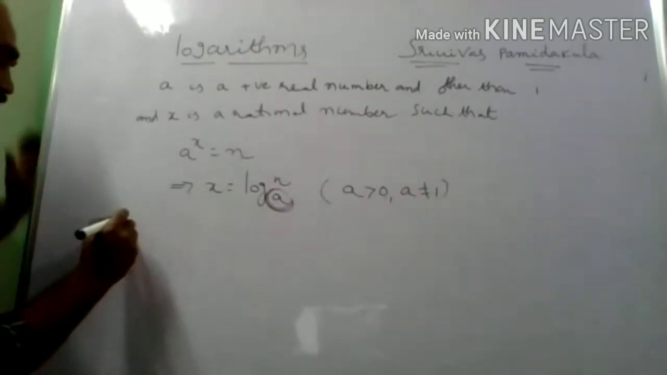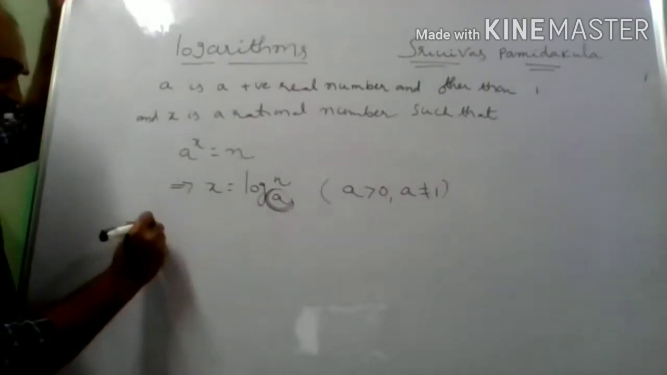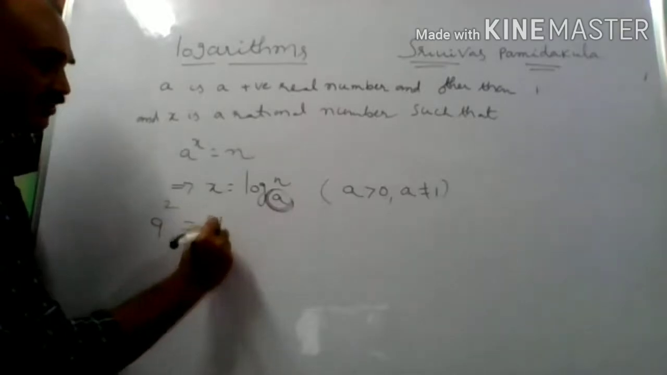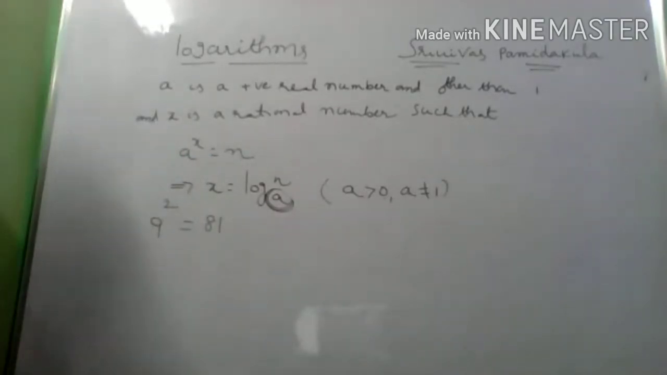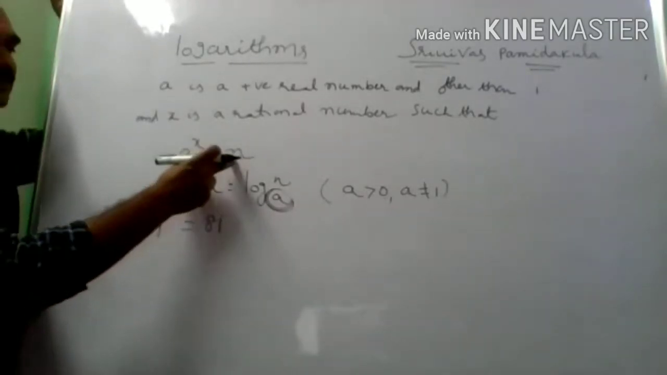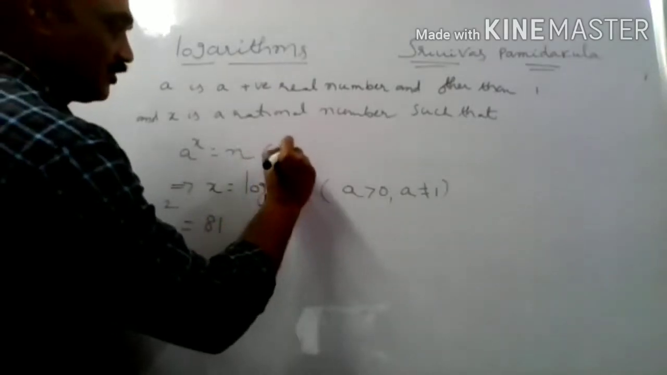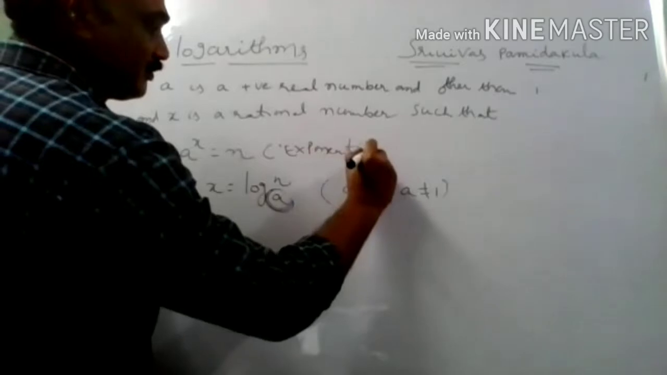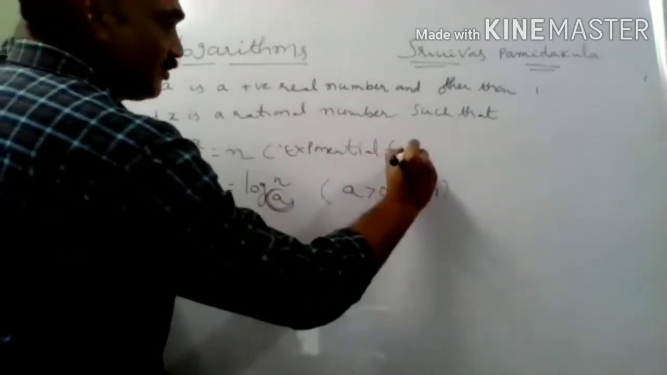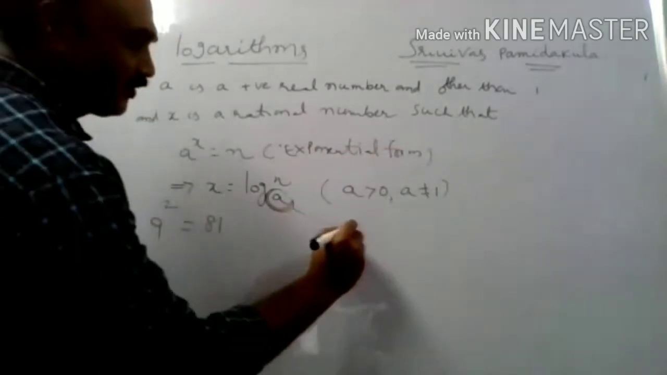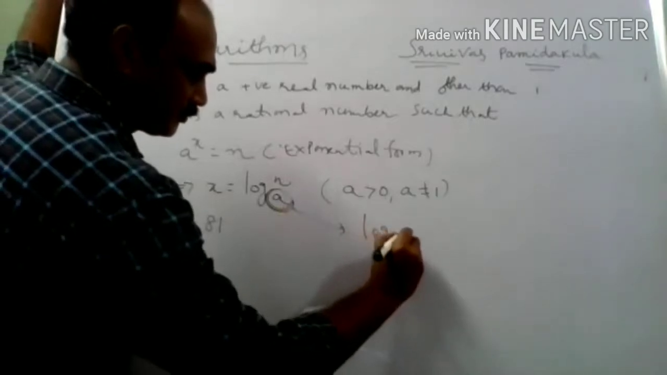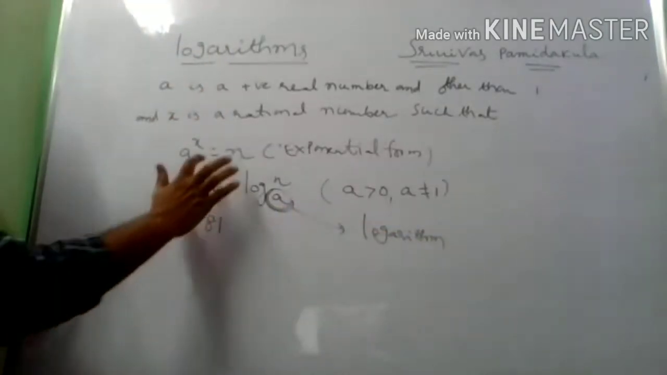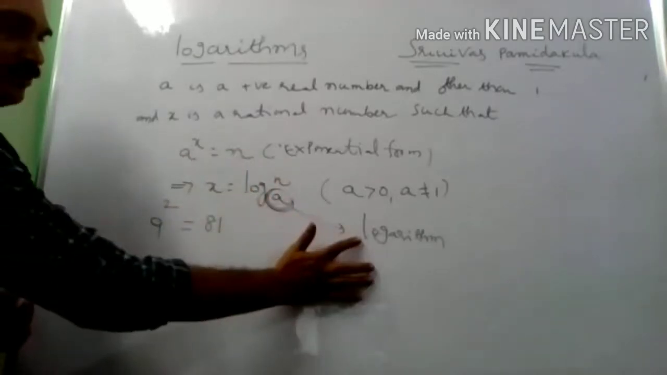Friends, suppose, for example, 9 square is equal to 81. This is exponential form. And this is logarithm form.